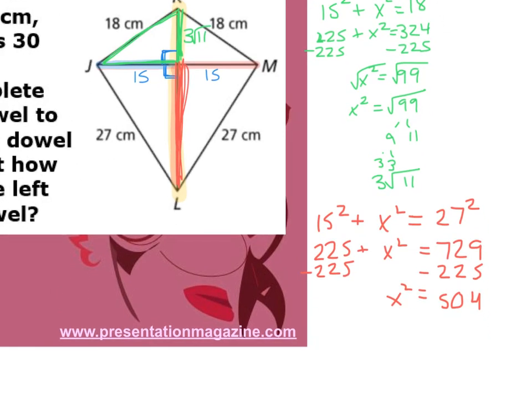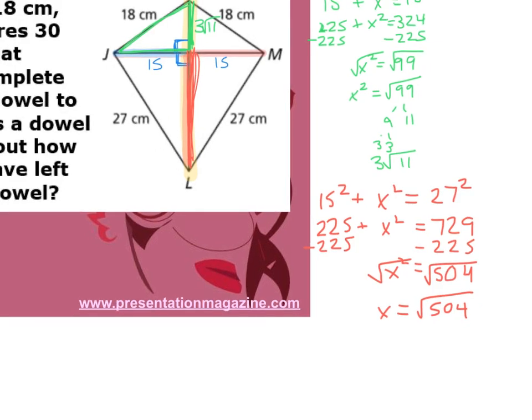What do we do next to solve? Square root both sides. So we get x is equal to the square root of 504. How can we simplify the square root of 504? Do something with 8. 2 and what? 2 and half of 504.